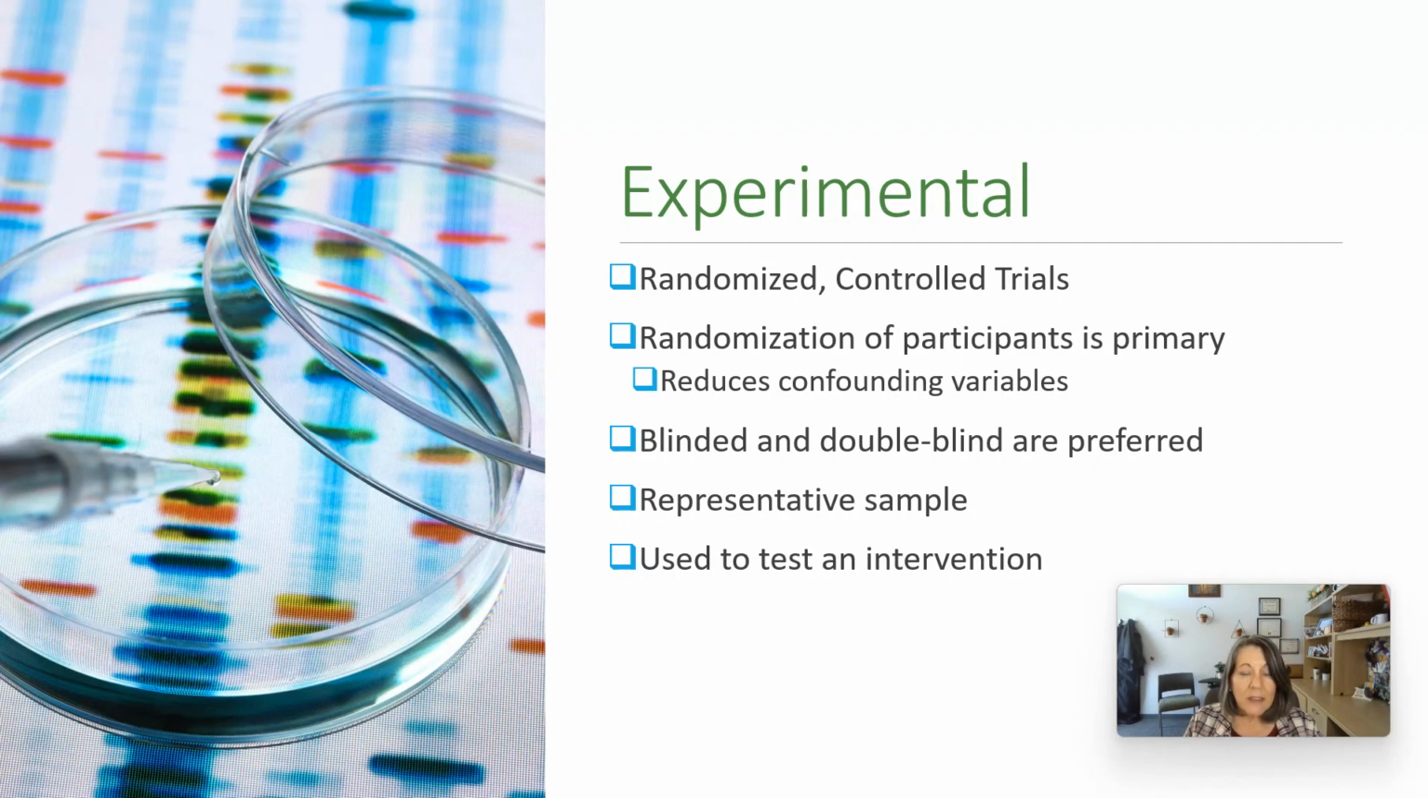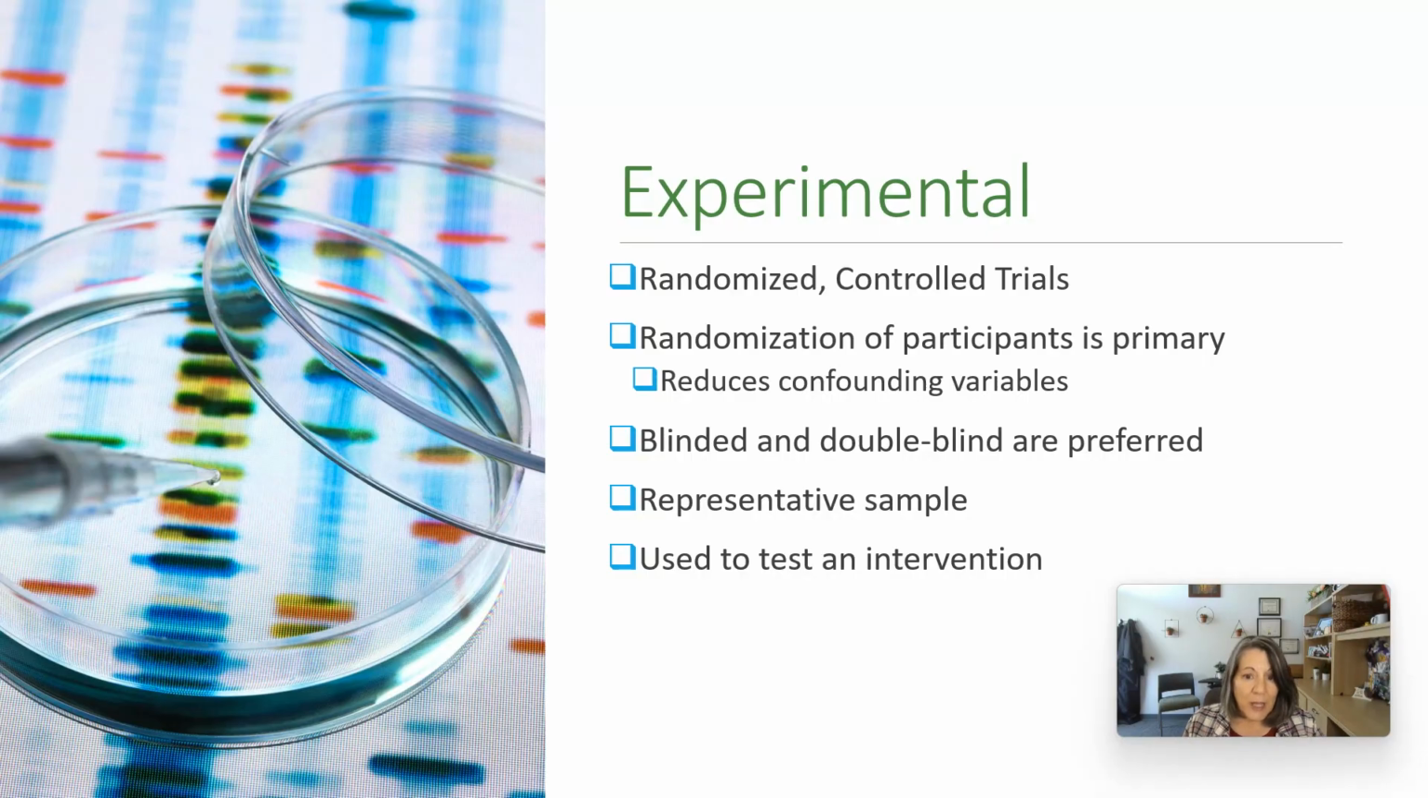Another aspect that is often occurring is that the studies are blinded. So they're usually blinded to the participants. The participants don't know if they're in the intervention group or the control group, whether they're getting the intervention or not. Double-blinded, where the researchers also don't know which group people are in, is also preferred.